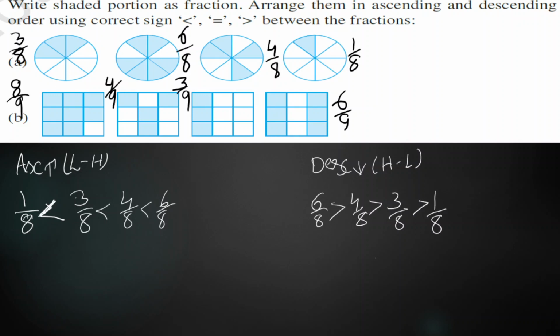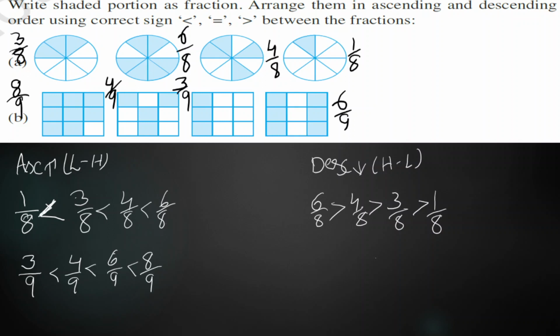And let me write the ascending order for problem B. Here the lowest value becomes 3 by 9 because 3 is the smaller numerator of all the fractions. So 3 by 9 is less than 4 by 9, and this 4 by 9 is less than 6 by 9, and this 6 by 9 is less than 8 by 9.